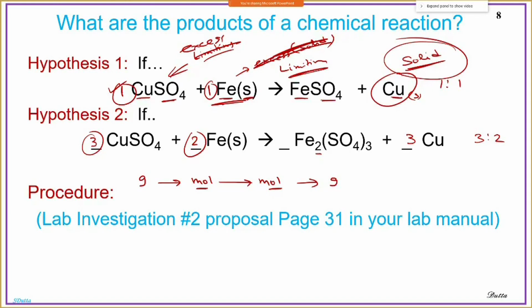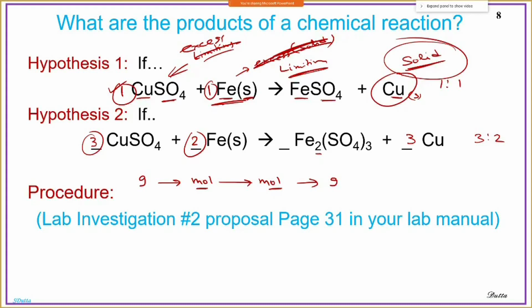So have you understood why iron needs to be limiting? I'll be happy to explain. This is very important, a key concept here. Why iron got to be limiting here? Otherwise, you cannot solve the problem. Anyone? Because it's a solid. Because it's a solid, and you don't want to contaminate the product which is solid.